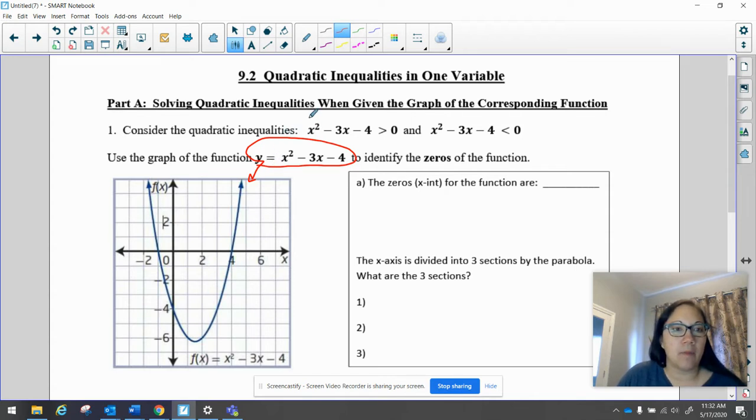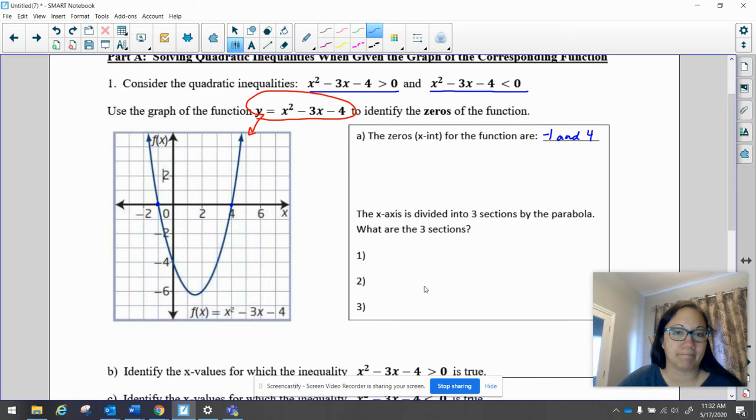Okay, now what we want to do is consider this inequality where we have that expression is greater than 0, and then where we have that expression is less than 0. So we're going to consider both of those. So the first thing we need to do is identify the zeros for this function. In other words, the x-intercepts. I think it's fairly obvious from looking at this graph that we have x-intercepts at -1 and at 4. You could also calculate by setting y equals to 0, but we're going to go with this just to speed it up a little bit.